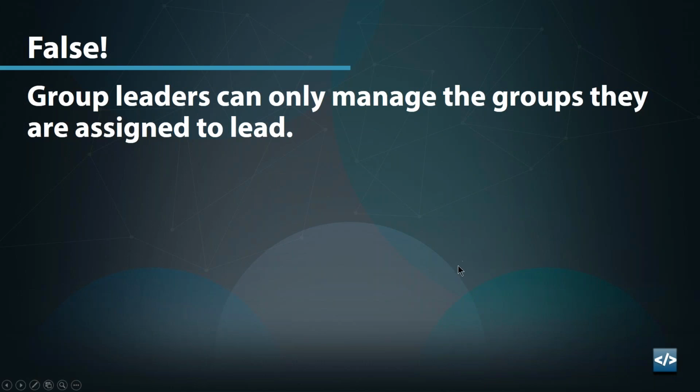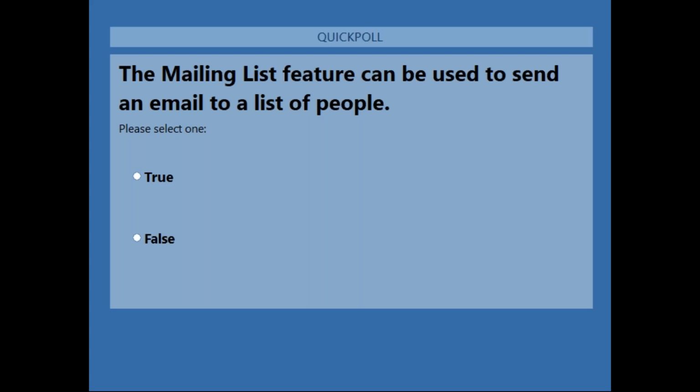Okay, and our 4th and final quiz question. True or false? The mailing list feature can be used to send an email to a list of people.